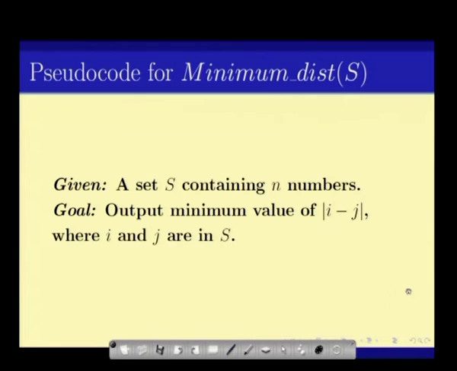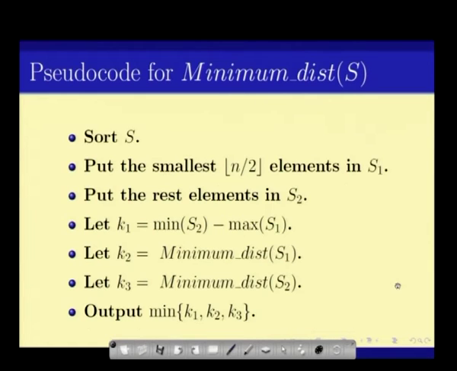Now, what is the pseudocode of this algorithm? It is a step by step process. We first sort it, we put the smallest n over 2 elements in S1, and we put the rest, which is the largest n over 2 elements, in S2. We find k1, which is the minimum of S2 minus the maximum of S1. So, what is this? This is the third condition that we had, where i is in S1 and j is in S2.